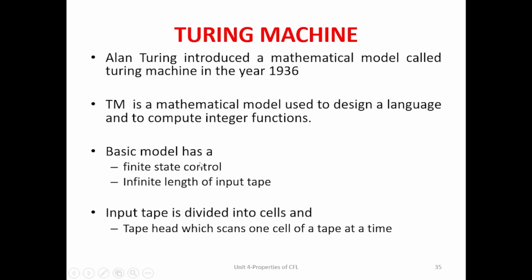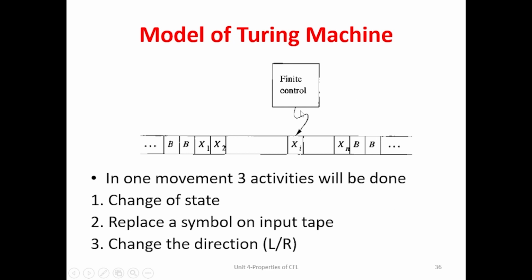And this model also contains two notations: one is a finite state control and the other is an infinite length input tape. If you previously consider finite automata and pushdown automata, those two are also mathematical models, but they contain a fixed length input tape. But a Turing machine contains an infinite length input tape. And we already know that the input tape is divided into cells, and in each cell only one symbol is represented at a time, and only one symbol is read by the finite state control at a time. It is also available in the Turing machine. So this is the model of a Turing machine.